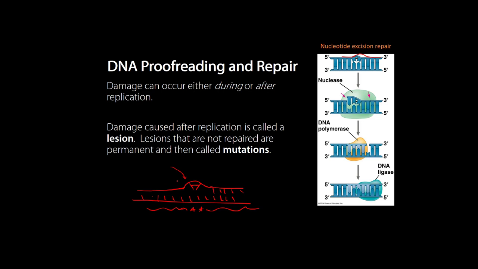And so there are enzymes that can sense this topography on the DNA. You can picture these enzymes roaming around, constantly bumping into DNA and reading it, almost like reading Braille, and seeing this bump, and then calling into action the other enzymes that are going to come and repair it. All right, so one of the key enzymes in repair is called nuclease.